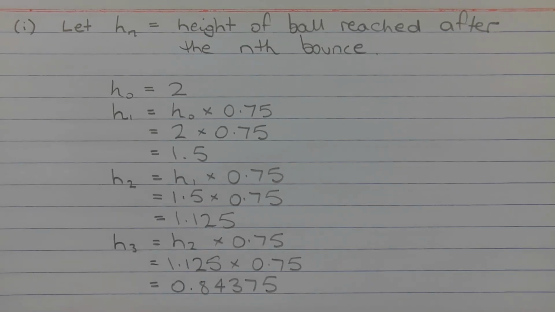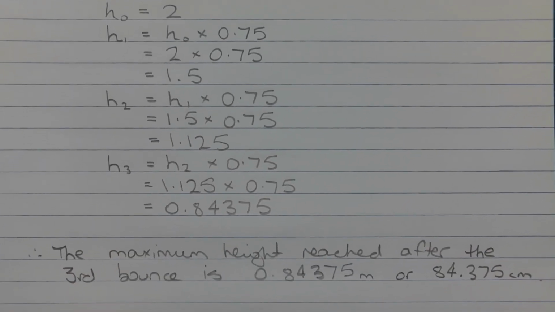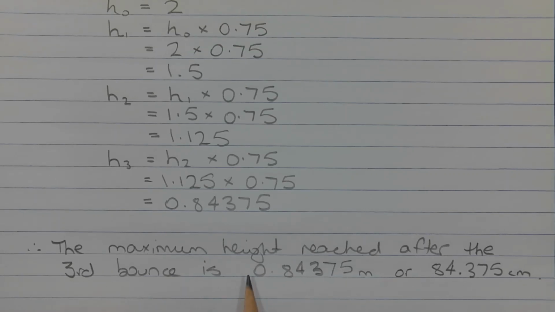And to get h3, we take h2, we multiply that by 75% or 0.75 again. So 1.125 times 0.75 is equal to 0.84375. So interpreting that result, the maximum height reached after the third bounce is 0.84375 meters or 84.375 centimeters.